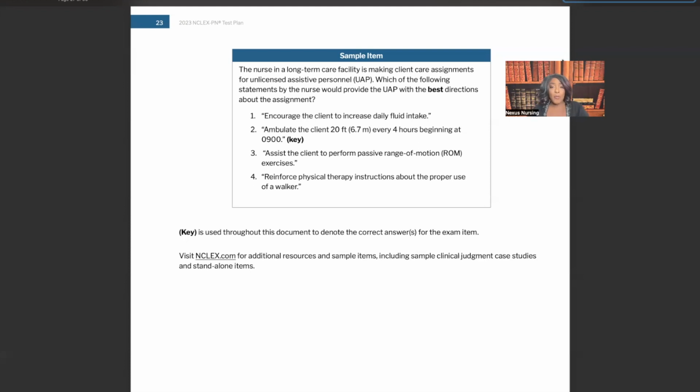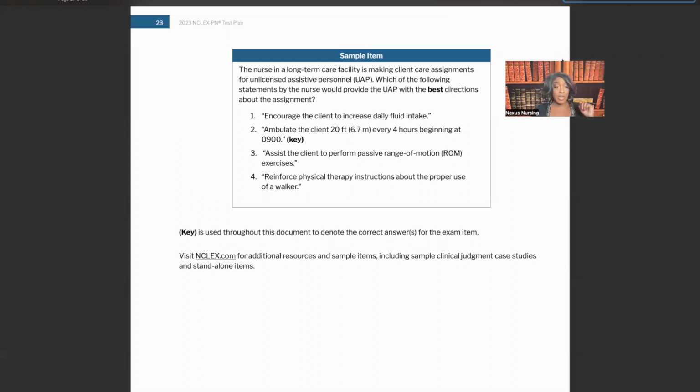Okay, so number 4, this is something that you would do. You would reinforce the teaching. You would reinforce those instructions. But the UAP, all they would do was remind the patient, hey, the nurse said you need to do X, Y, Z, but they wouldn't be reinforcing the instructions. Do you see how wording is very, very important? So anyway, for this question, number 2 is a correct answer.